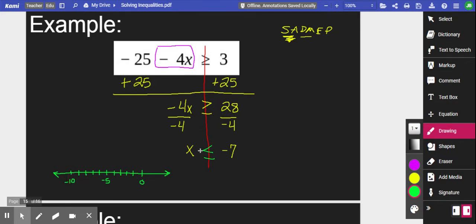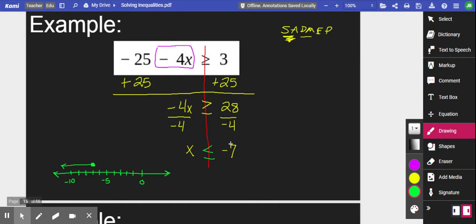So I'm looking at all of the terms that are less than or equal to negative 7. So I'm going to go to the negative 7, and because we can be equal to it, I don't want to use an open dot. I want to use a closed dot because we can be equal to that negative 7. And I'm looking at all the terms that are less than that. So the less direction is to the left. So there is my solution set of x is less than or equal to negative 7.